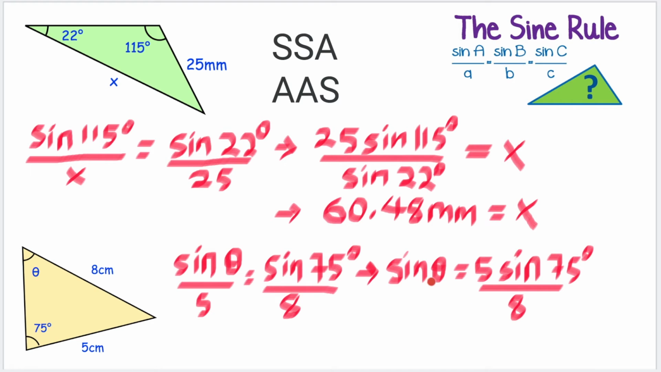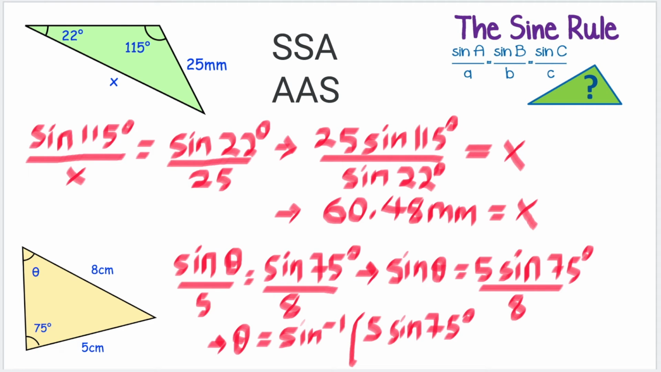And now, since I'm looking for an angle, I need to find the inverse function of sine, and that is going to be sine inverse of the product of 5 times sine of 75 divided by 8. If you use your calculator, all those calculations are going to give you 37.13 degrees, and that is the missing angle.